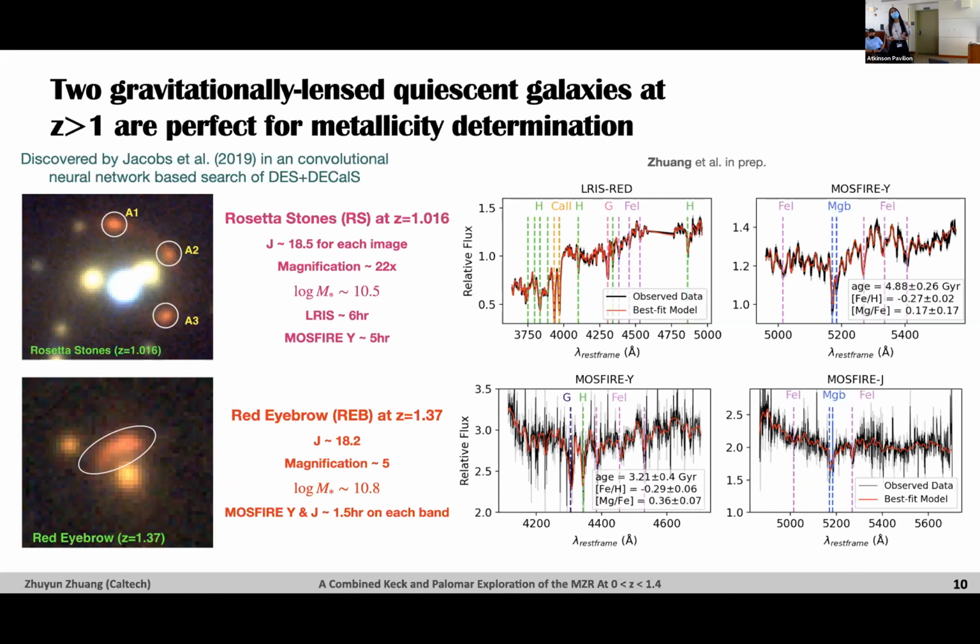In the right panel, I show the observed spectra in black and the best-fit models in red. The best-fit models are derived with the alpha-Prospector fitter written by Charlie Conroy. You can see the model works pretty well, and we get very good constraints on the iron and magnesium abundances for these two galaxies.